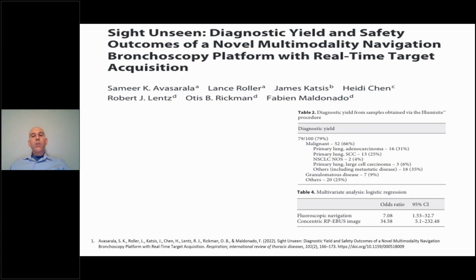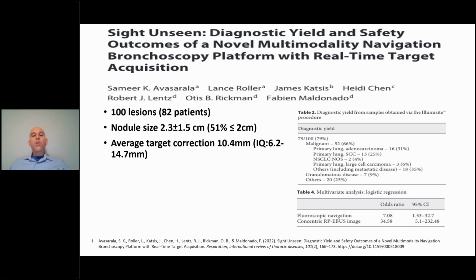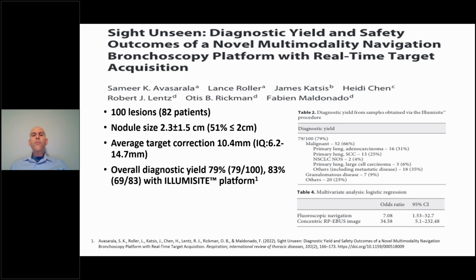When they added on ILLUMISITE, this is the first paper now looking at ILLUMISITE, they looked at the first 100 lesions that they did, same nodule size, about 2.3, with a little over half being less than 2 centimeters, and showed a similar target correction of about 10.4 millimeters. And they had an overall diagnostic yield of 79% for all patients who underwent the ILLUMISITE procedure, so the fluoroscopic navigation plus the continuous tip tracking.